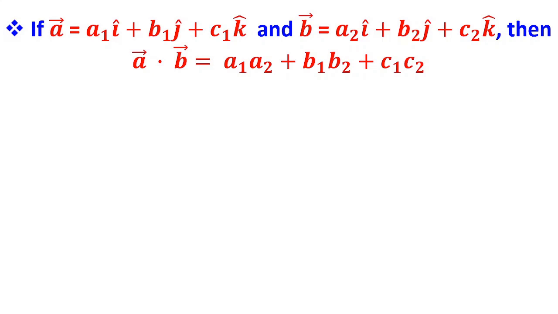This result you can take for granted. Whenever you have the components written there, A dot B is the product of the components: A1 into A2 plus B1 into B2 plus C1 into C2. Identify the i component, j component, k component and then multiply them accordingly.